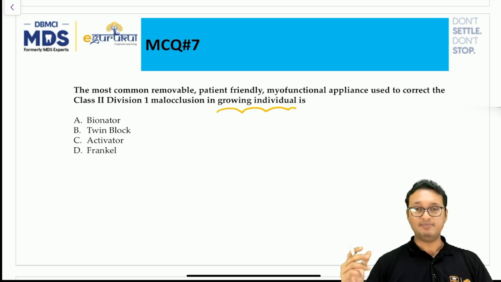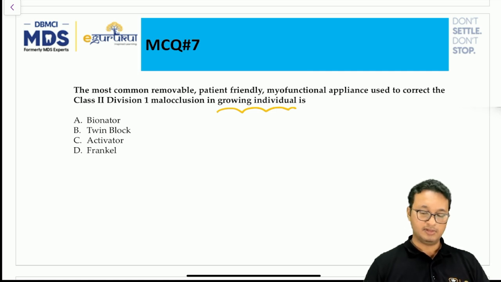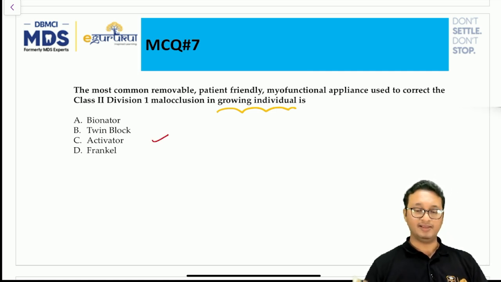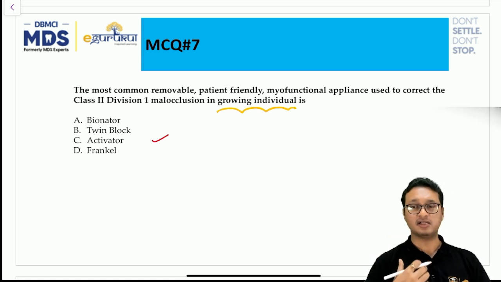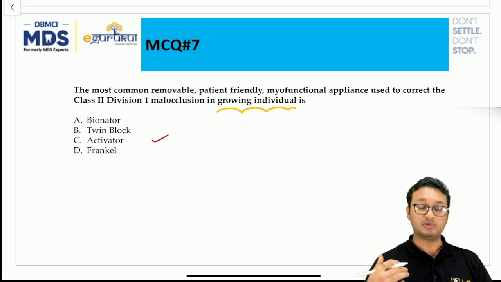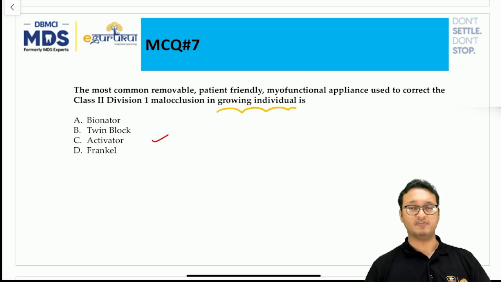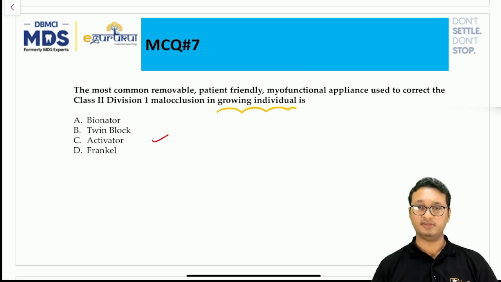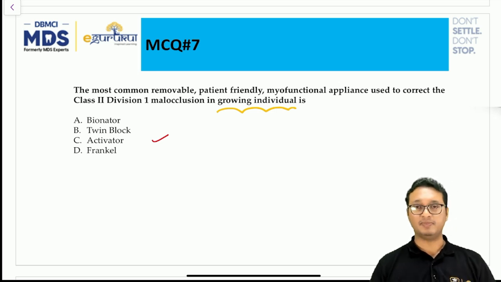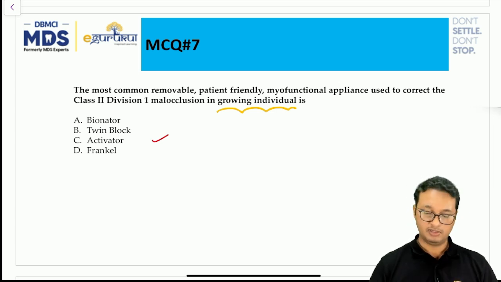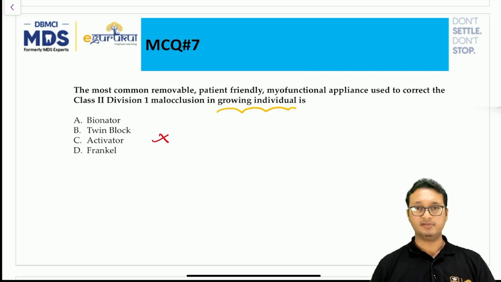Now, by the very basic design of these appliances, activator is a loose fitting appliance. Number one, it is quite rigid actually. It encages the tongue completely, so there is no degree of freedom. The speech is affected so much so that the patient is not able to wear the appliance at all. So it is not very well accepted. It is not very well tolerated by the patient. So activator is not the right answer.